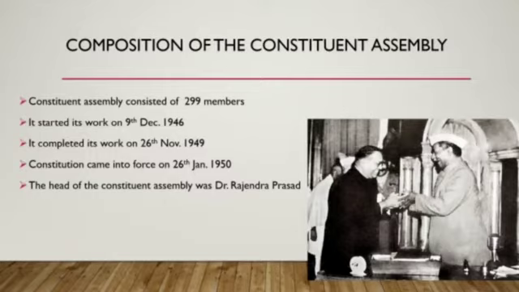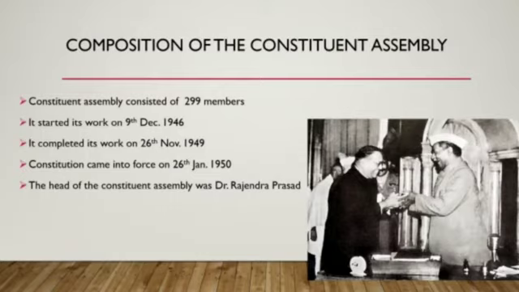The head of the Constituent Assembly was Dr. Rajendra Prasad, and the drafting committee, which was finally responsible for writing down the discussed points, was headed by Dr. Bhimrao Ambedkar. These were the main points of the composition of the Constituent Assembly, and many other members were also part of the Constituent Assembly.